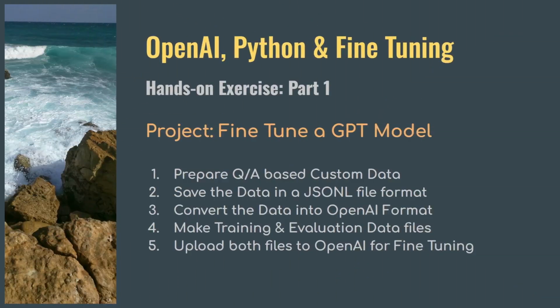With that, I conclude the first part of the fine-tuning GPT model process, where we prepared our custom data, saved the data into a JSONL file format, converted the data into OpenAI format, made a training and evaluation data separate, and uploaded both training and eval data to OpenAI for fine-tuning.